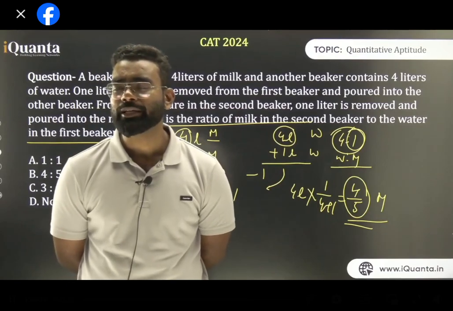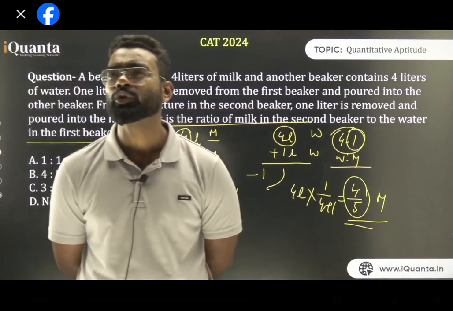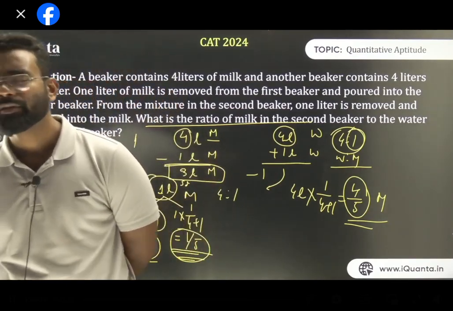How much should you score in quant? You can score around 45, 46. Anything above 45, 47, you can get this.